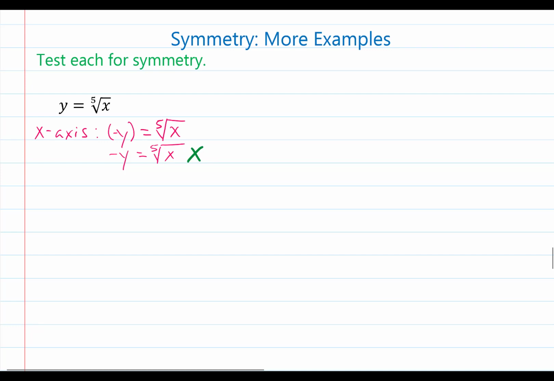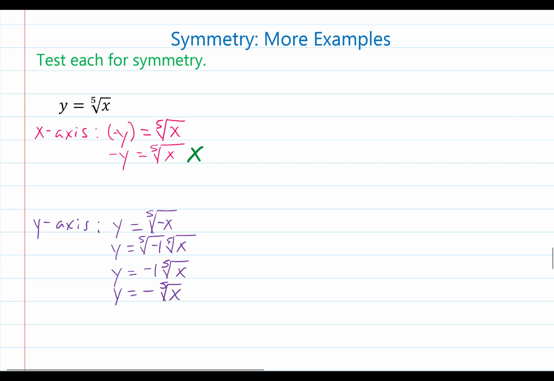Now let's move on to testing for symmetry with respect to the y-axis. So for the y-axis, I'm going to replace x with the opposite of x and simplify. So that'll be y equals the fifth root of negative x. Now we can simplify the fifth root of negative x, because we can break up this radical into the fifth root of negative 1 and the fifth root of x. And we know that the fifth root of negative 1 is negative 1, times the fifth root of x. And so now negative 1 times the fifth root of x, we can just rewrite that as negative fifth root of x.